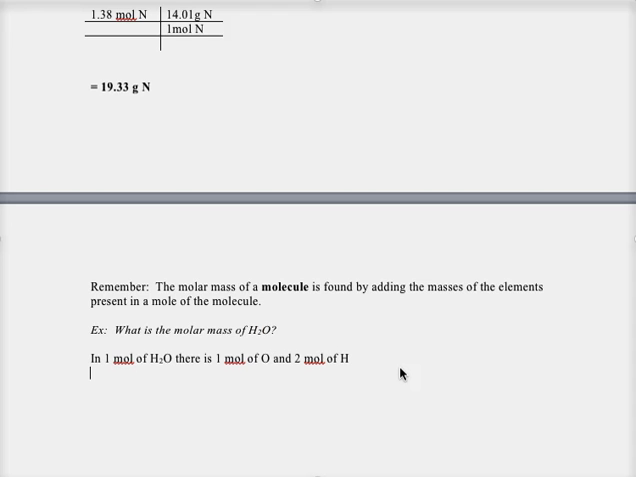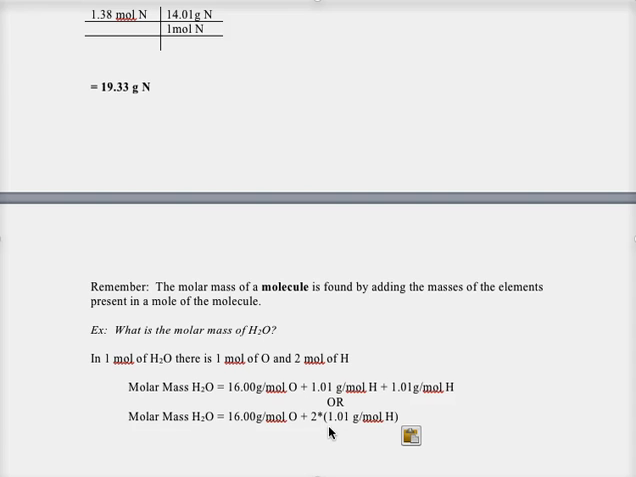You could do it like this, where you add each thing individually one at a time, or if you'd like, you can punch it into your calculator, multiplying using a multiplier for the things that you have multiples of. In this case, I've got 16.00 grams per mole of oxygen and 2 atoms of hydrogen, so I'll multiply 2 times the 1.01 grams. That's the molar mass that I got right off the periodic table.